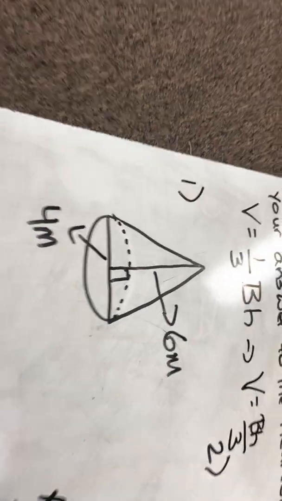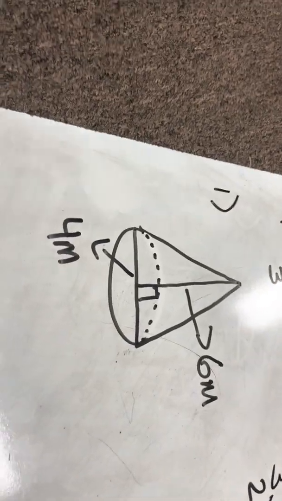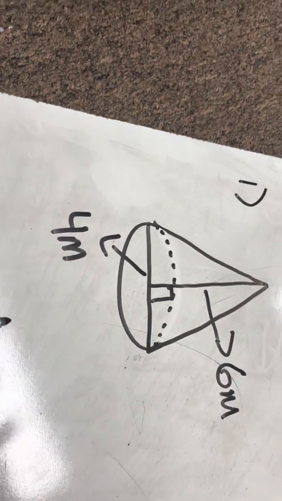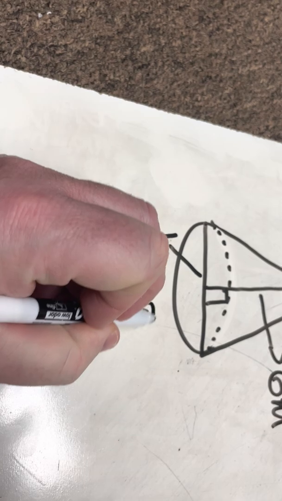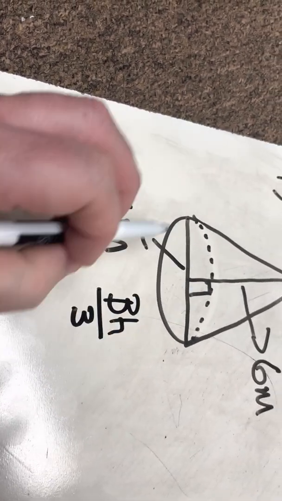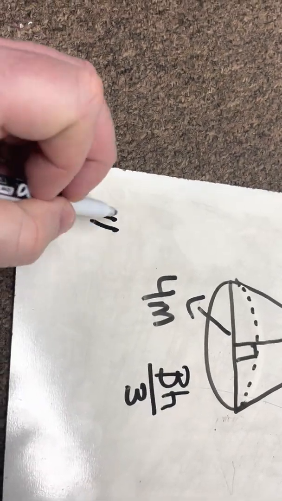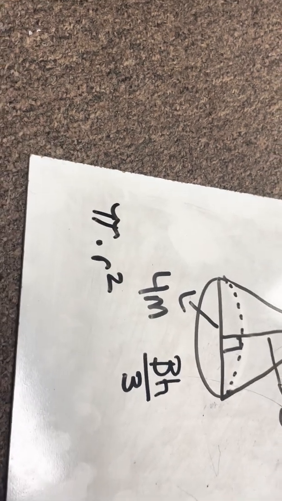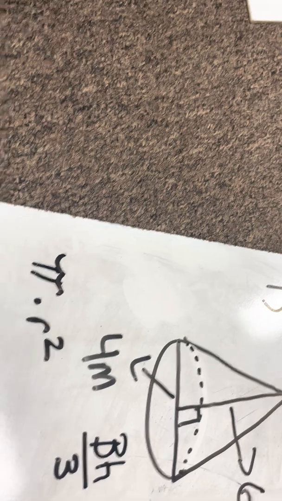Okay, so here we go. Number 1, here we have a diameter of 4 meters, a height of 6 meters. I like to divide by 3 better, so if we're going to go with area of the base times the height divided by 3, the base is a circle. So remember, the formula for area of a circle is pi times radius squared.